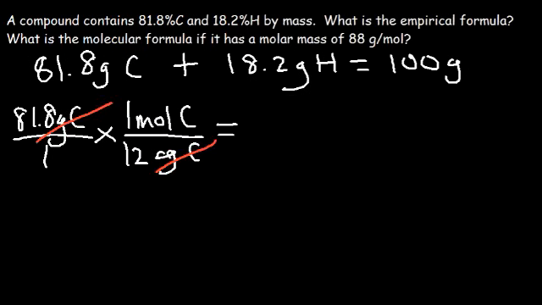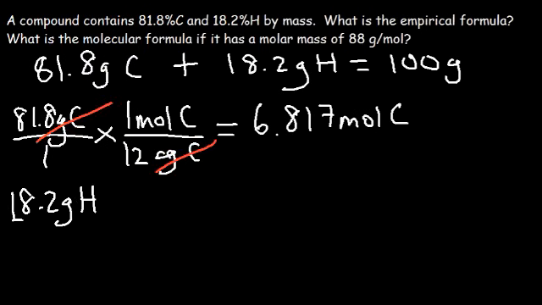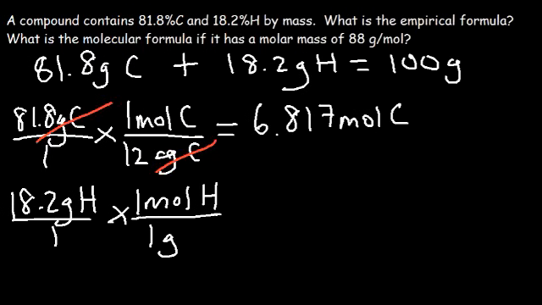.8 divided by 12, that's about 6.817 moles of carbon. Now we have 18.2 grams of hydrogen, and the molar mass, we're just going to round it to 1. You can use the exact number if you want. You should still get the same answer. So we have 18.2 moles of hydrogen.